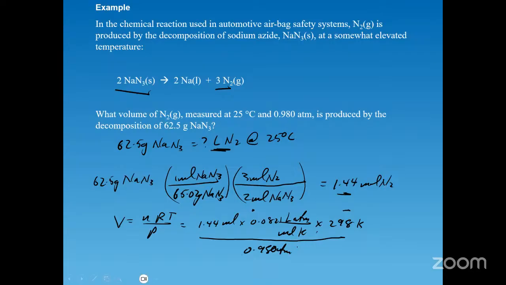So let's see what I get. 1.44 times 0.0821 times 298, and then divide all of that by 0.98. And according to my calculation, I got 35.9. And the mole units will cancel out here and here. The Kelvin cancels out here and here. The atmosphere units cancel out here and here. So the final unit would be liters. And that's it. All right? And that's how you do that. Any questions about this?